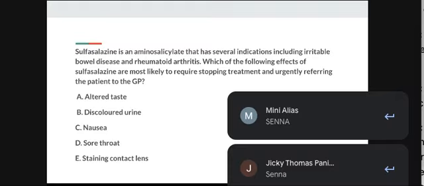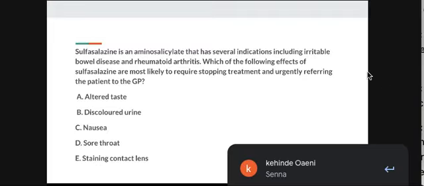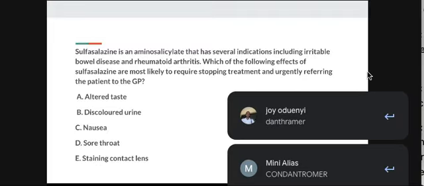What medication used for constipation also causes urine discoloration? Senna. Yes, senna is correct. Senna also causes urine discoloration. Aside from senna, which other one? Which other medication for constipation discolors urine? Co-danthramer. Yes, co-danthramer is correct. All right, let's quickly recap.